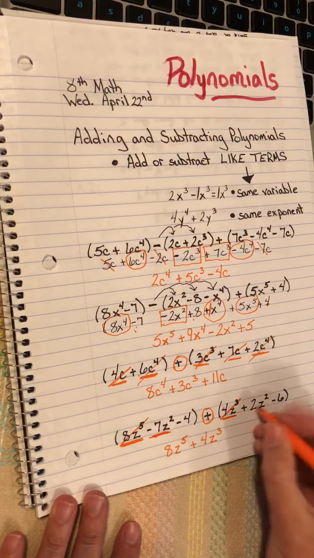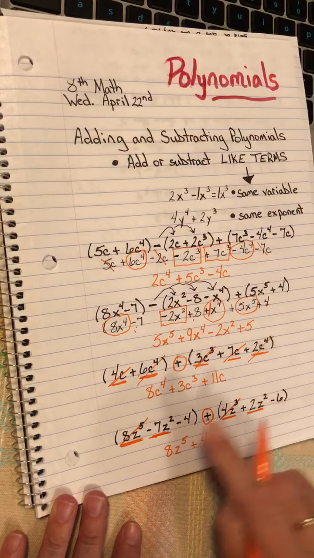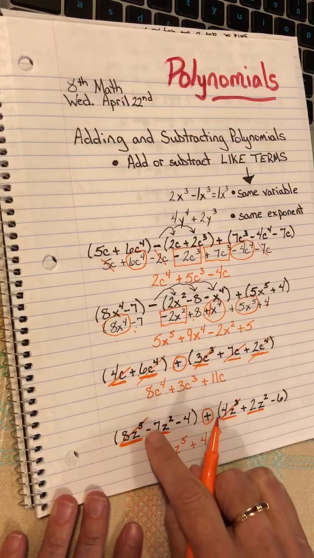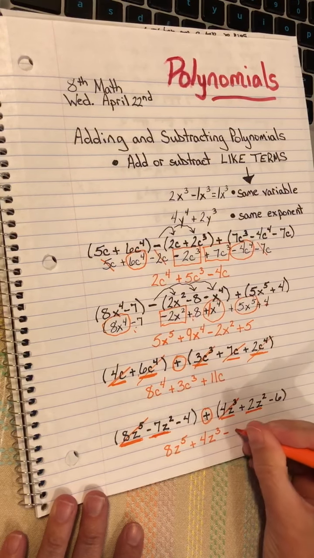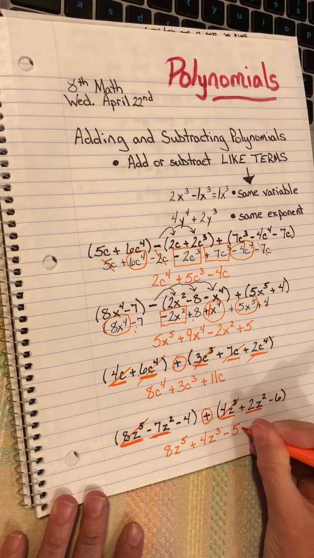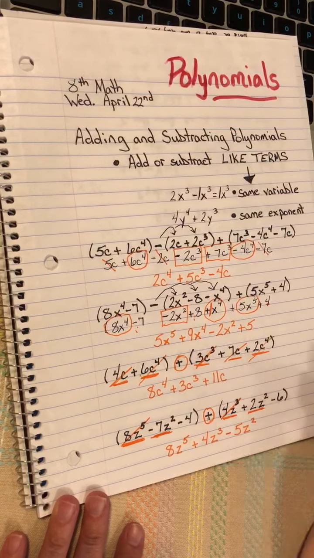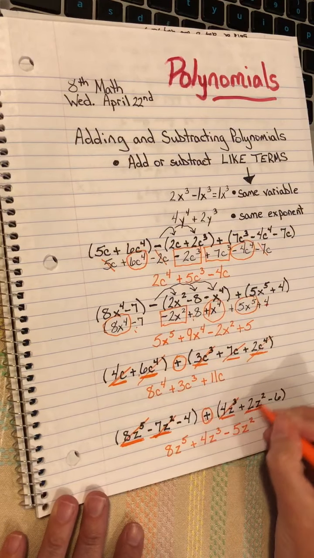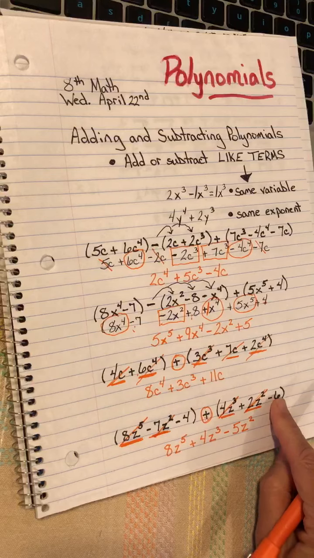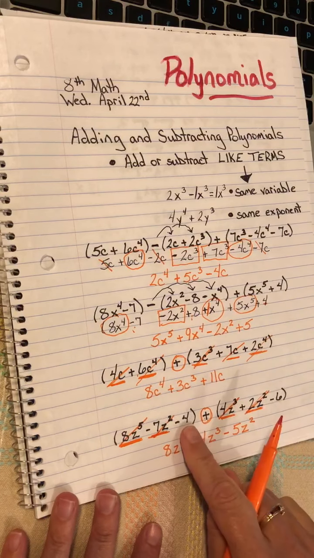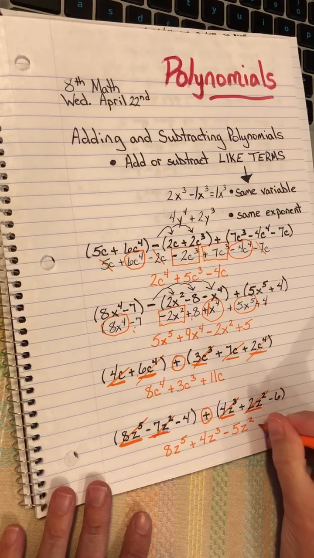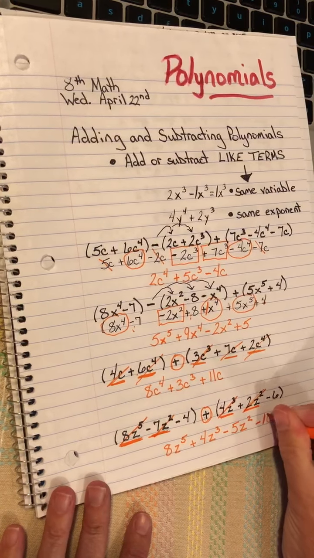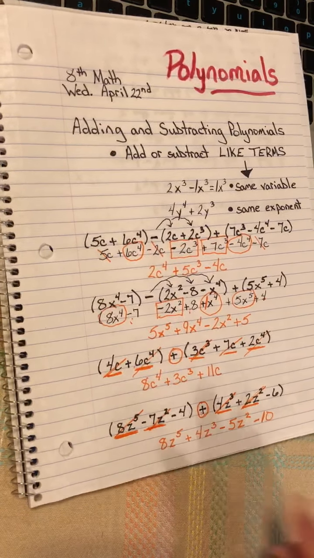I've got a -7 and a +2. When I combine them, a -7 and a +2 is a -5z squared. Cross those out. I do not have z to the 1st. I'm left with my constants, -4 and -6. When you add them together, you get a -10.